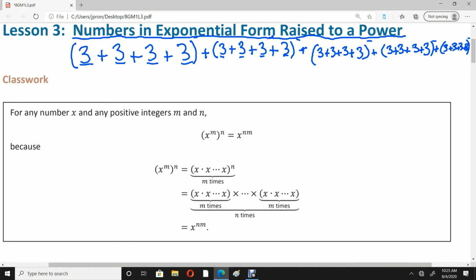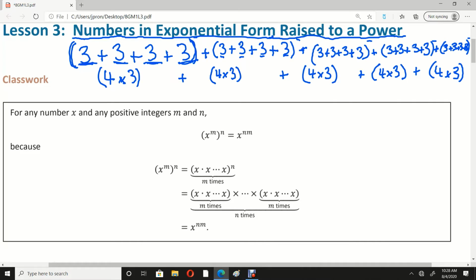Previously, we have talked about repeated addition, how repeated addition of the same number is the same as multiplication. So how could we rewrite 3 plus 3 plus 3 plus 3? How could we rewrite that? Excellent. We could rewrite it as 4 times 3, or 3 times 4, yeah? 4 threes, 4 times 3, or 3 times 4. By that logic, I can rewrite all of these 3 plus 3 plus 3 plus 3s as 4 times 3.